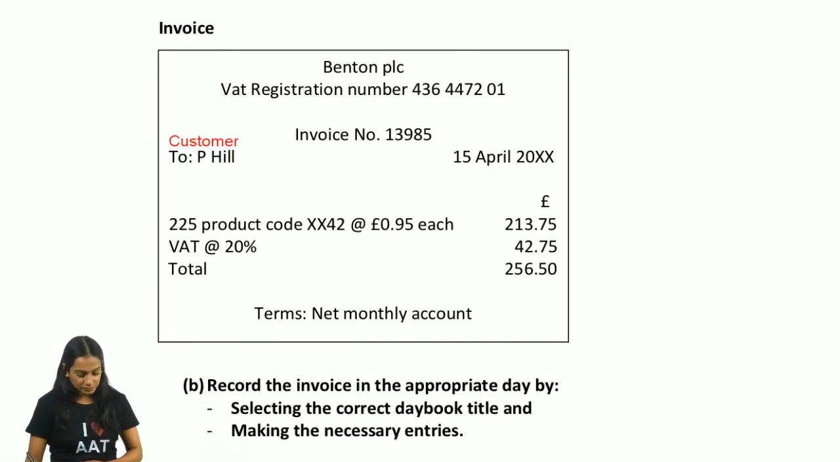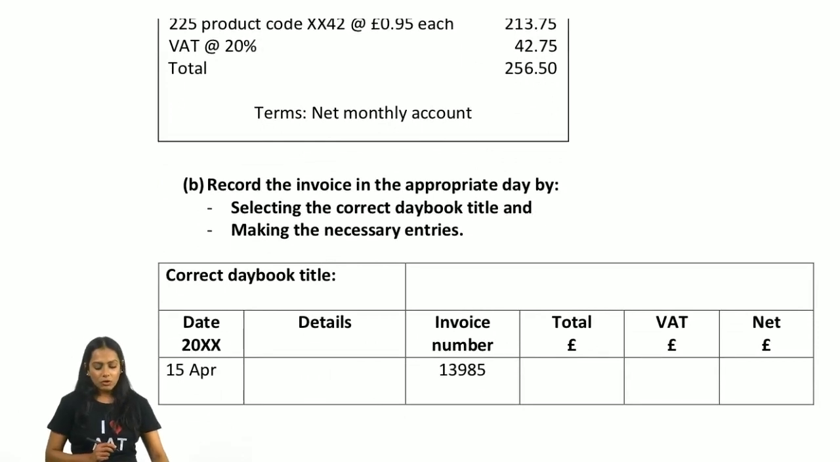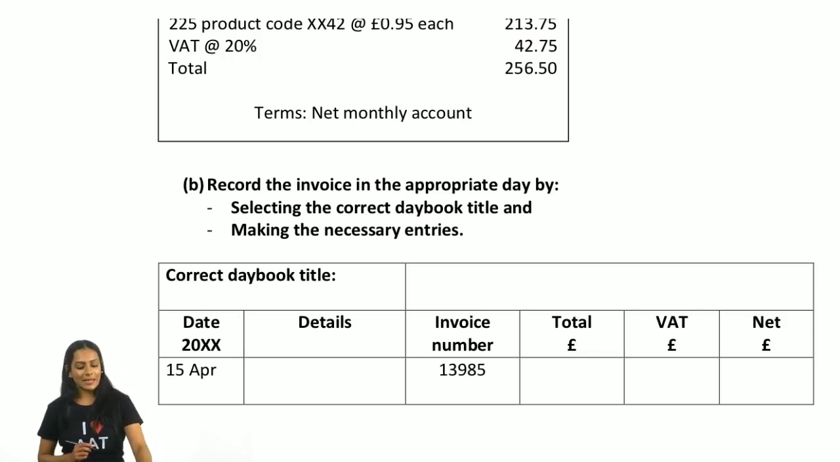Okay, so part B says, record the invoice in the appropriate daybook by selecting the correct daybook title and making any necessary entries. Right, so the examiner has given us a document and they are testing us on whether we are able to build this daybook, and we have to include the title, the amounts, the details, and make sure we include the total, the VAT, and the net figure here. Okay?